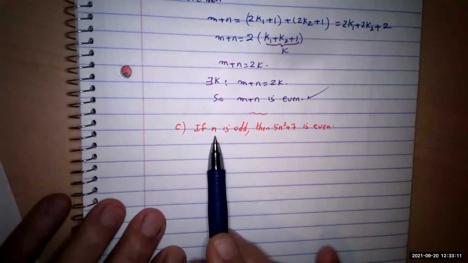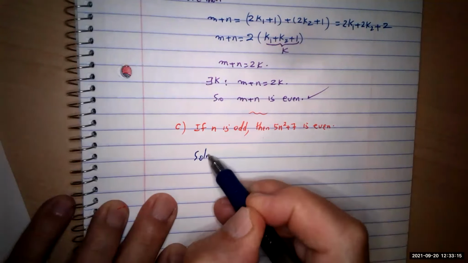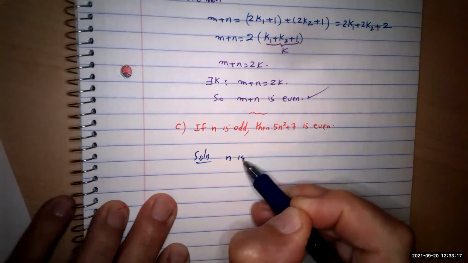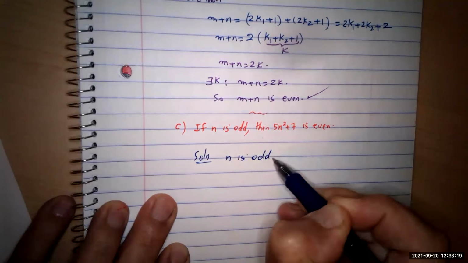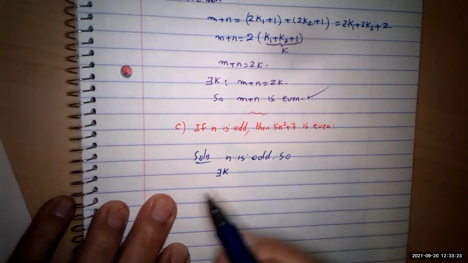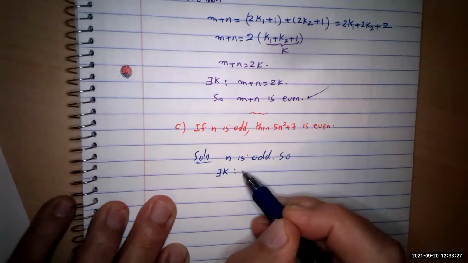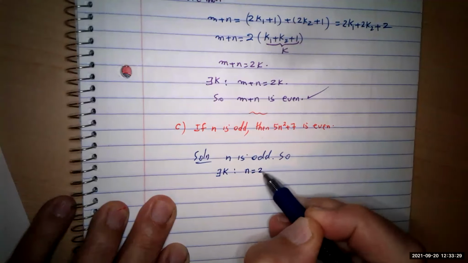Again, let's start with the n. n is odd. What does it mean? Solution. n is odd. So, definition of the odd. There is a k. You don't need the k1 and the k2 because it's just one number. There is a k such that n is equal to 2k plus 1.